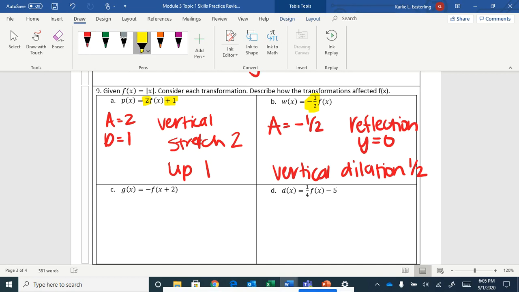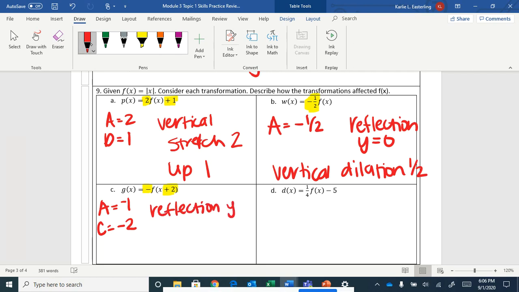And then finally, if we come down here and look at C, we have that negative out front and that +2 inside. So our A value here is -1, and our C value, and remember this from the form, and again, that form is shown very well on page M3-17. It shows you that on the inside, it's X minus C. So our literal C value here is -2. So we have a reflection.